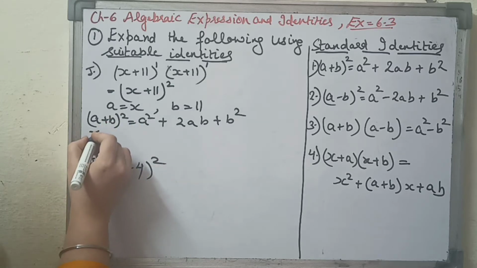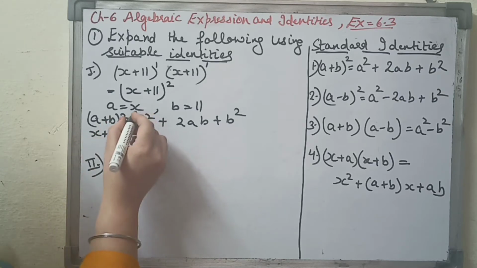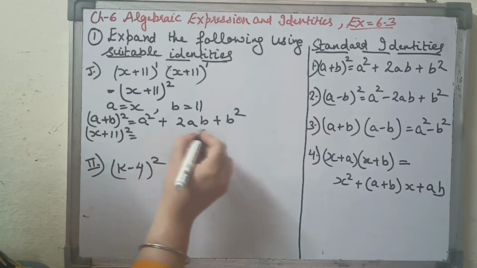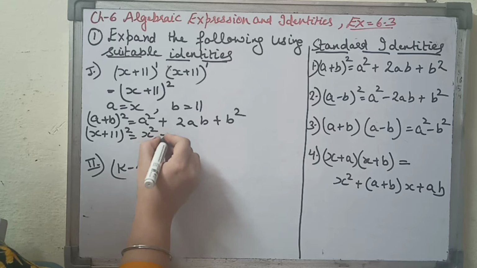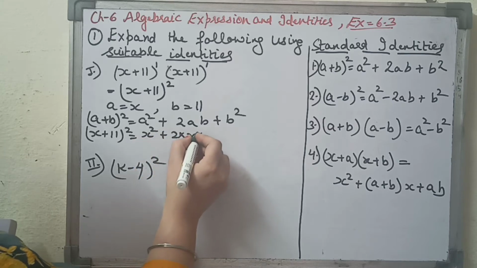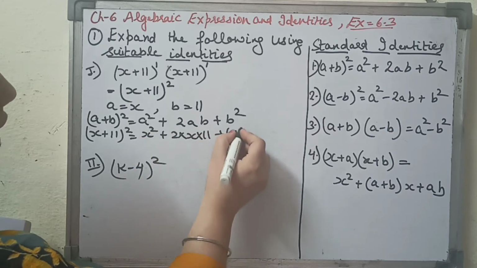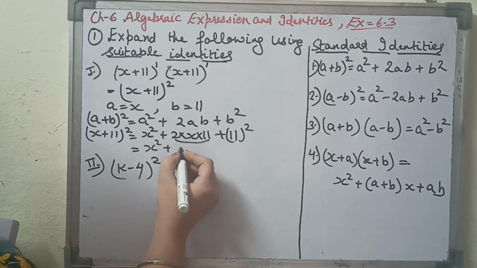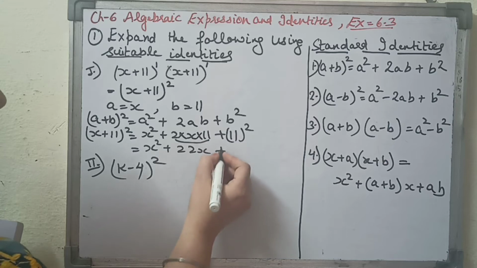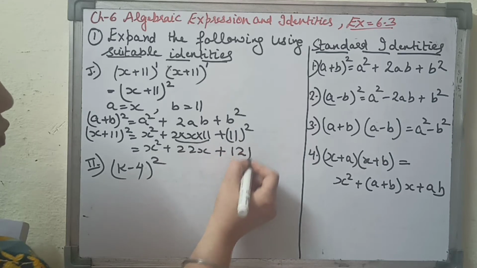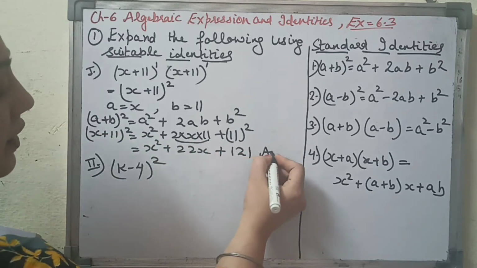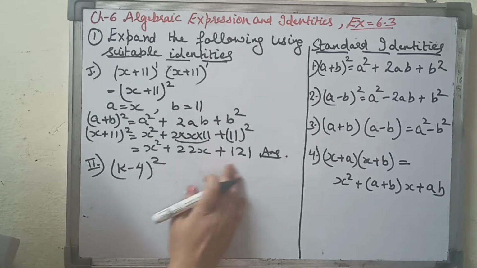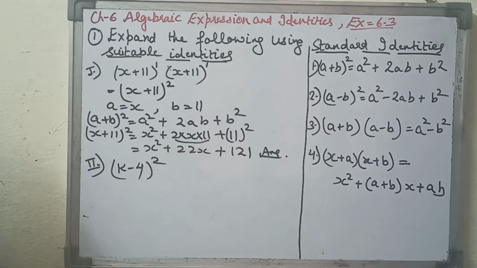Now put the value of a here, that is I will take here x, and b it is 11. Now the answer we will get after solving it, that is x square plus 2 into x into 11 plus 11 square. Now expand it. 2 multiplied by 11, it is 22x plus 11 11s are 121. This is the answer of the first part. We cannot solve it further because these are unlike terms, right?